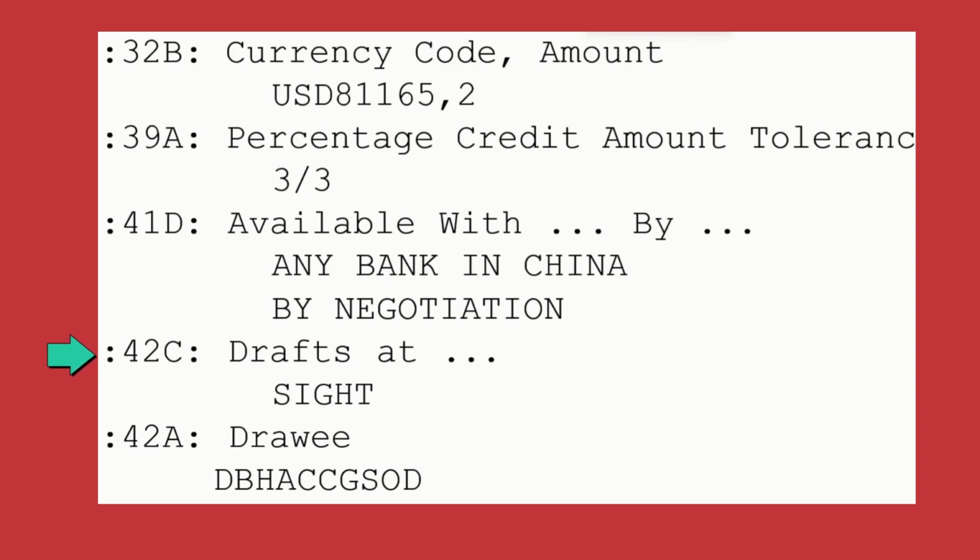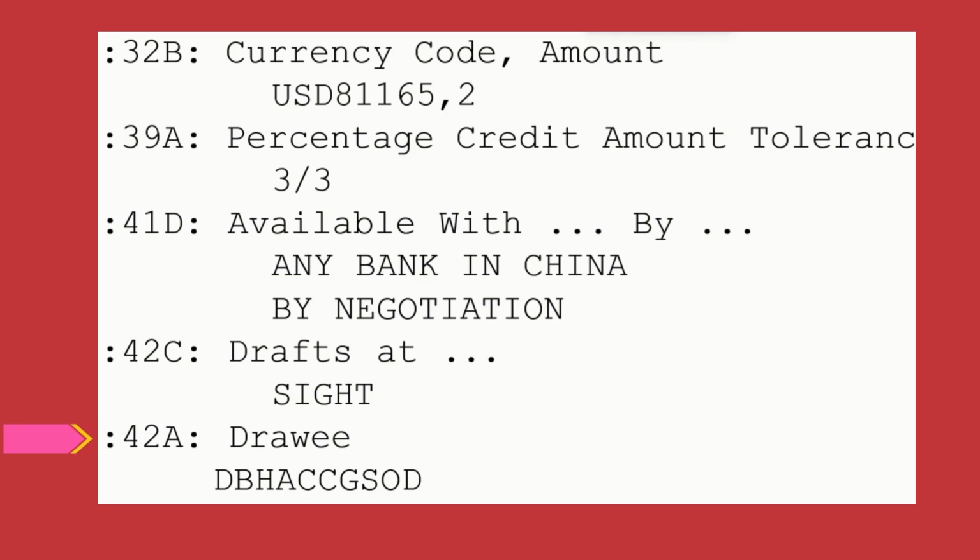If it says drafts at sight, the buyer must pay immediately when the seller submits documents. This usually matches field 41D if it says available by payment. But here's what really matters. If 42C says 60 days after shipment, the buyer will pay later, even if 41D says by payment. So think of field 42C as the timeline and field 41D as the method. Together they define how and when the seller gets paid.